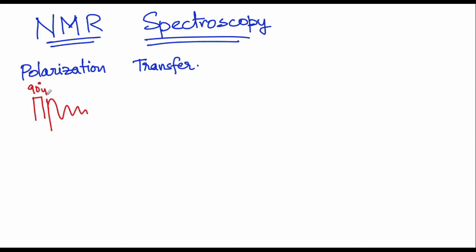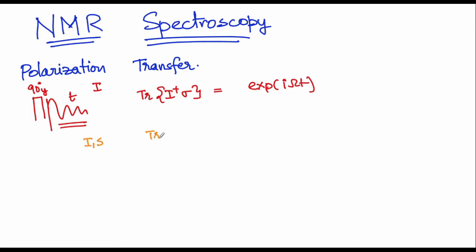Let's say you have an excitation pulse followed by acquisition. You remember that the observable ends up coming. Let's say you have just a single spin I. You're going to get trace of I plus to the final density matrix, which is obtained here, will be of the form exp I omega t. And in the case that you have I and S spin that couple with each other, in such a case the trace of I plus to sigma comes up as exp I omega t times cos pi J t.